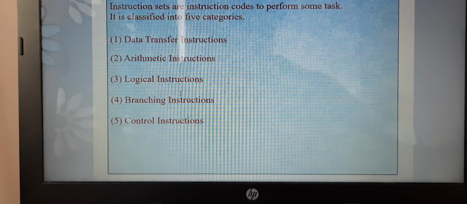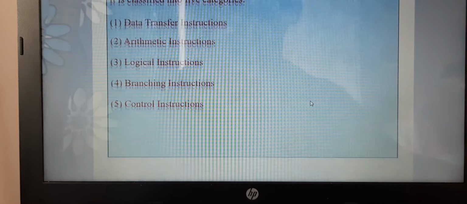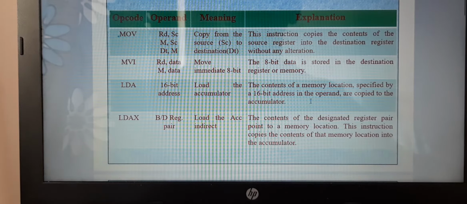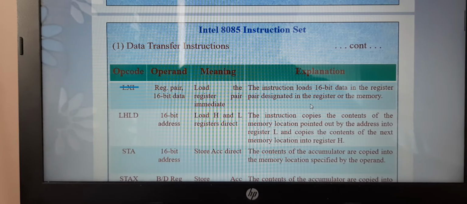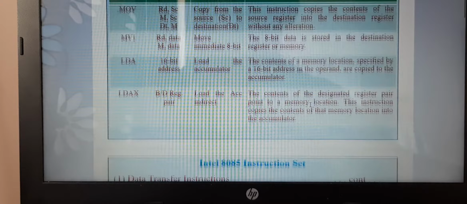Okay, good morning, cadets. We are learning various instructions of 8085. The instructions are divided into five categories: data transfer instructions, arithmetic instructions, logical instructions, branching instructions and control instructions. Last lecture, we saw a couple of data transfer instructions, basically MOV, MVI, and LXI. Now we will concentrate and see some more instructions.